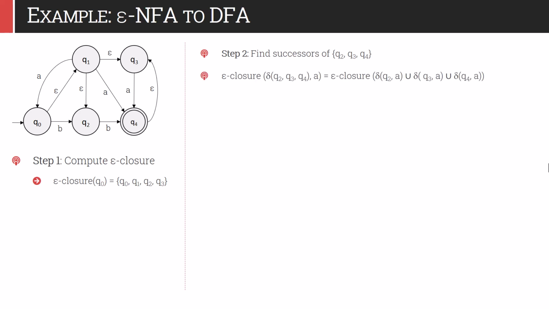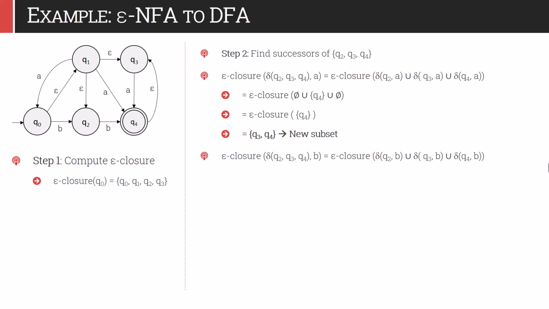Let us compute the successor of it. That is nothing but the epsilon closure of delta of Q2, Q3, Q4 on input alphabet A, which is equivalent to the union of delta functions on all three states for input alphabet A. From the diagram, it is phi, Q4, and phi. So that is nothing but the epsilon closure of Q4, which is Q3, Q4. Again, it is a new state. It is not in the list. We need to add it into the list.